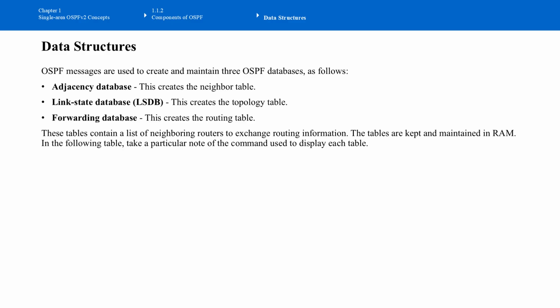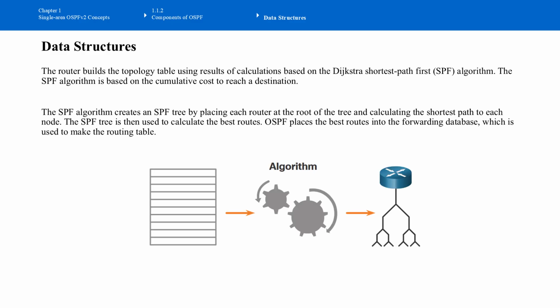As routers exchange new information or detect a topology change, OSPF automatically updates these databases to keep the routing information accurate. Later in the course, we'll learn the Cisco IOS commands used to display each of these tables so we can verify what OSPF is doing on a real router.